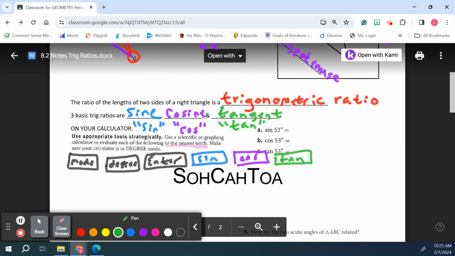All right. So what we're going to do first is round to the nearest tenth. This is very easy. You're already in degree mode, so that doesn't matter. I want you to hit the sine and then 53. What do we get? Round to the nearest tenth, it's what? 0.8.